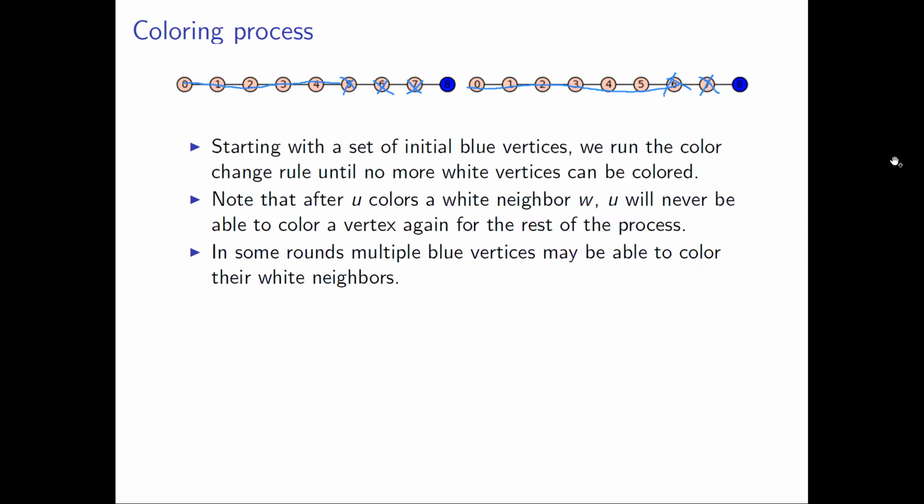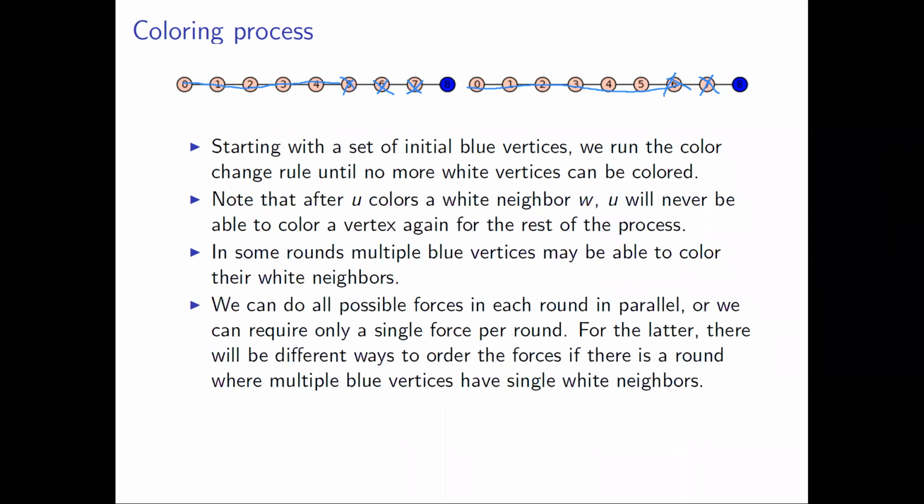Another thing to note is that in some rounds, there might be multiple blue vertices that are able to color their white neighbors. For example, in the graph at the top of the slide, we see that at the first step of the process, we had multiple blue vertices that were able to color their white neighbors. So we can think of this in multiple ways. We could do all possible forces in each round in parallel, or we can require only one force per round.